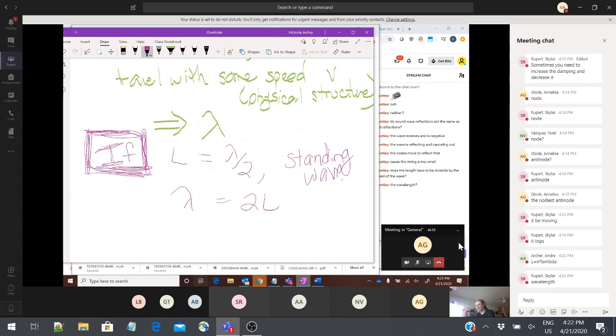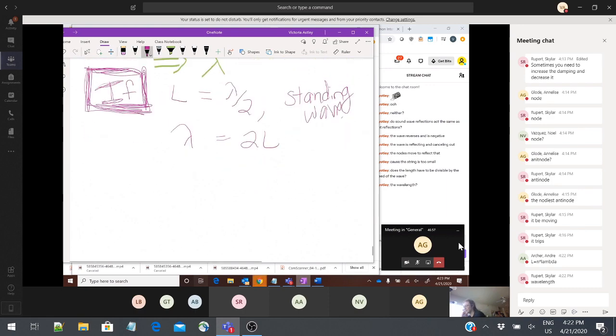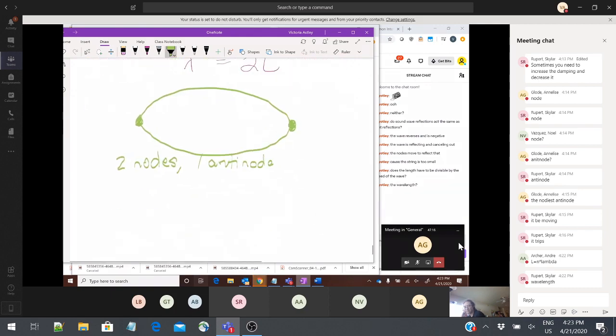Okay. And what does that look like? That looks like I have a node here, I have a node here. I will have one antinode in the middle because them's the rules. So my pattern will look like this. Okay. This is lambda equals 2L, L equals lambda over 2.